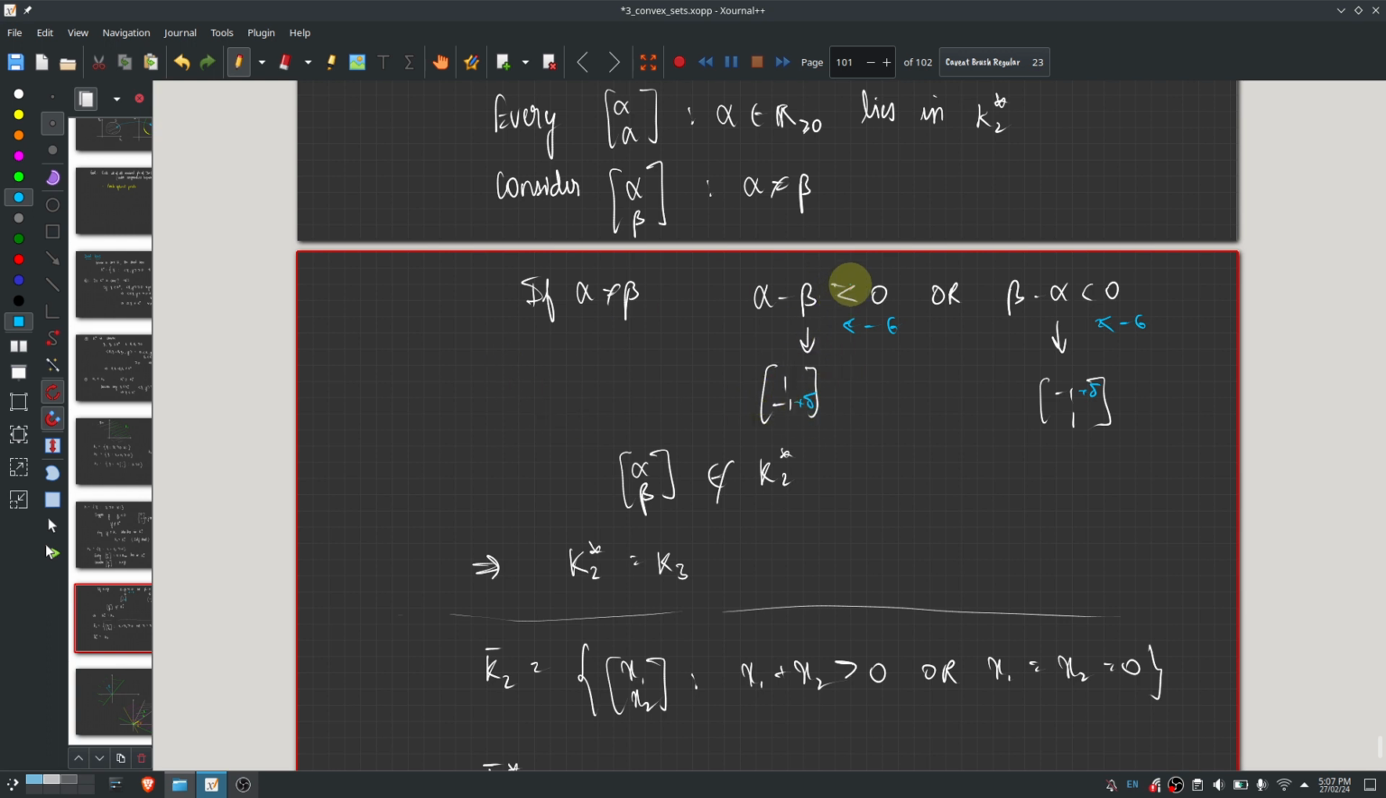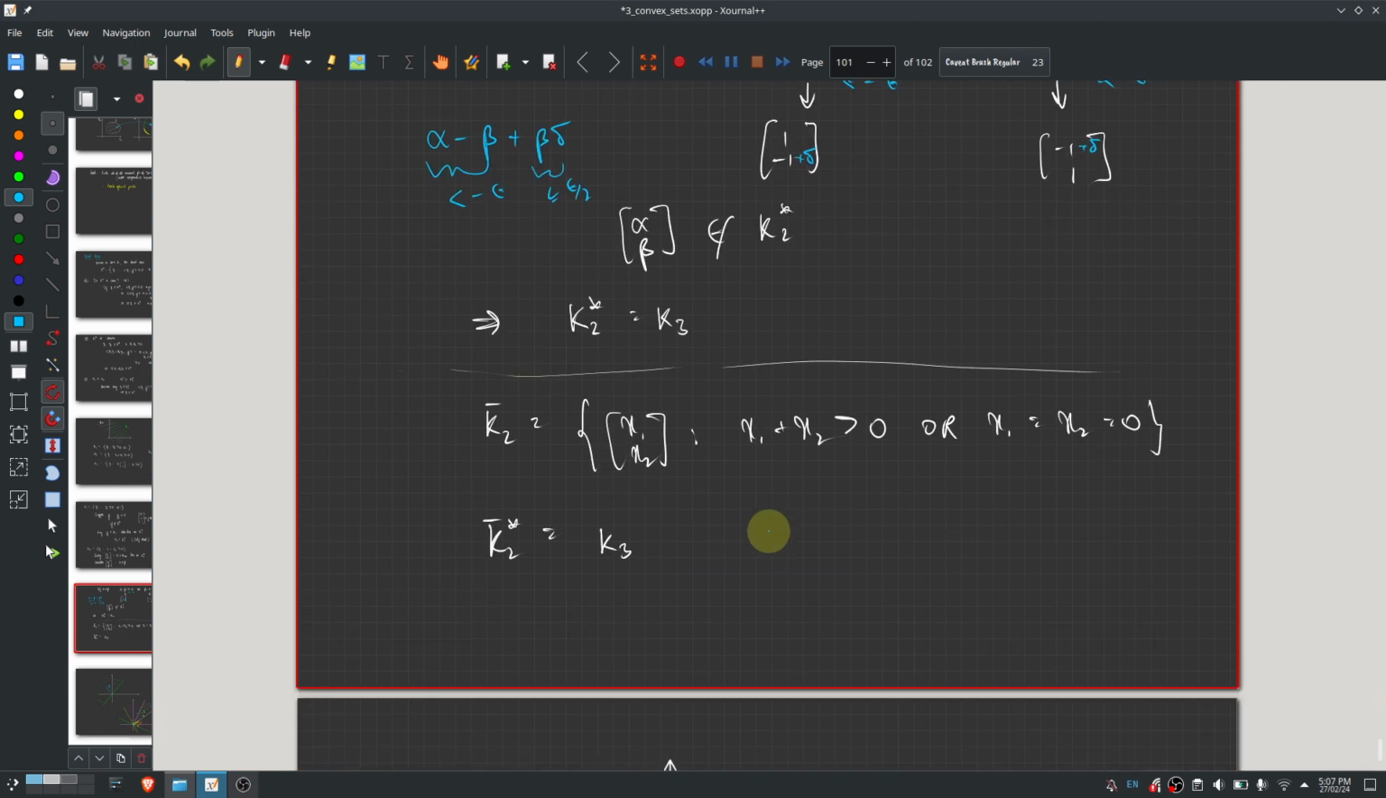Okay, so the inner product with this, suppose that this is less than minus epsilon, then the inner product would be alpha minus beta plus beta times delta, right? I know that this quantity is less than minus epsilon, so all I need to do is choose a delta such that this quantity is at most, let's say, epsilon by 2. Then the inner product would still be strictly negative. And I can always choose a delta such that that happens. So in fact, K2, even if you choose this, consider this particular cone, the dual cone is still K3.